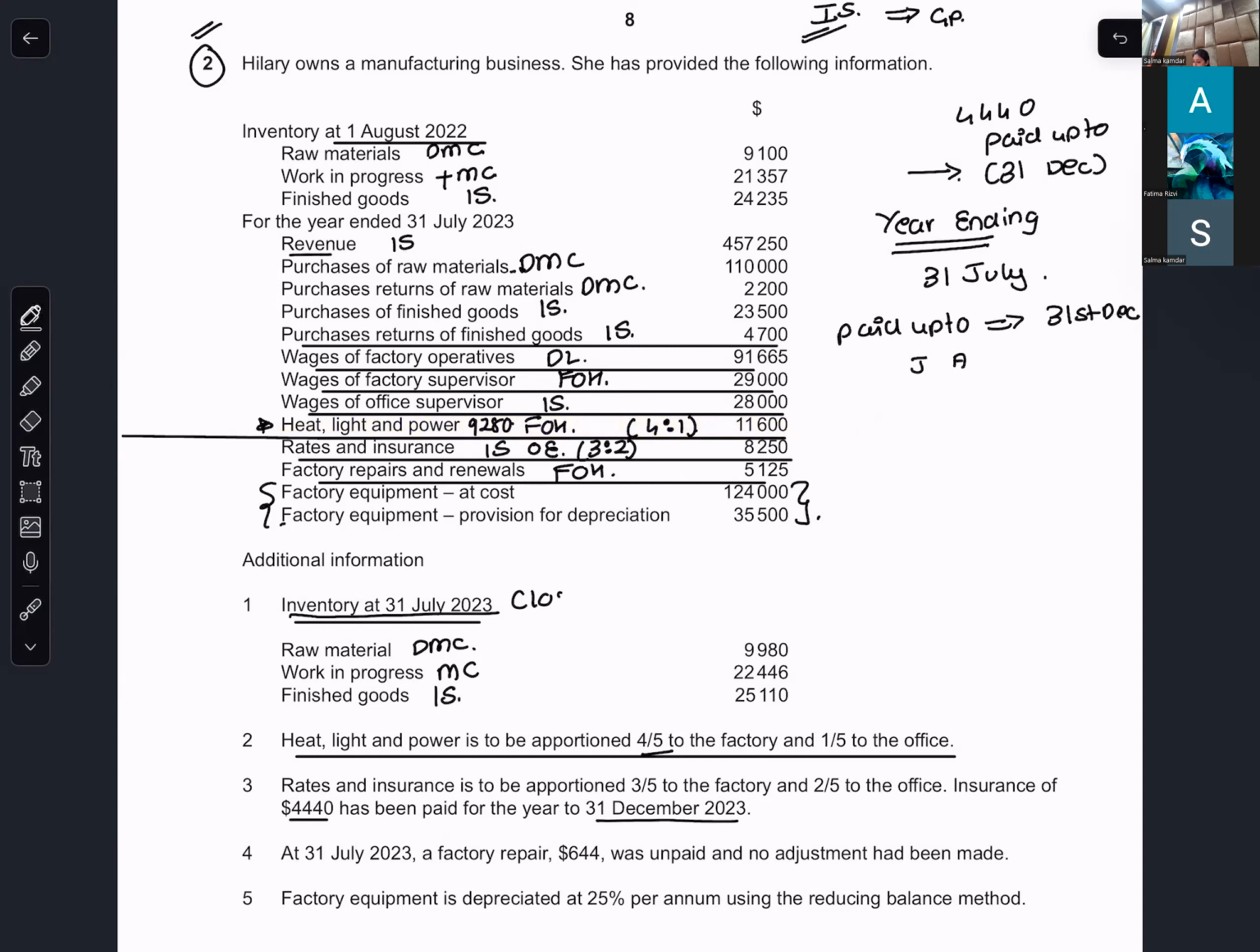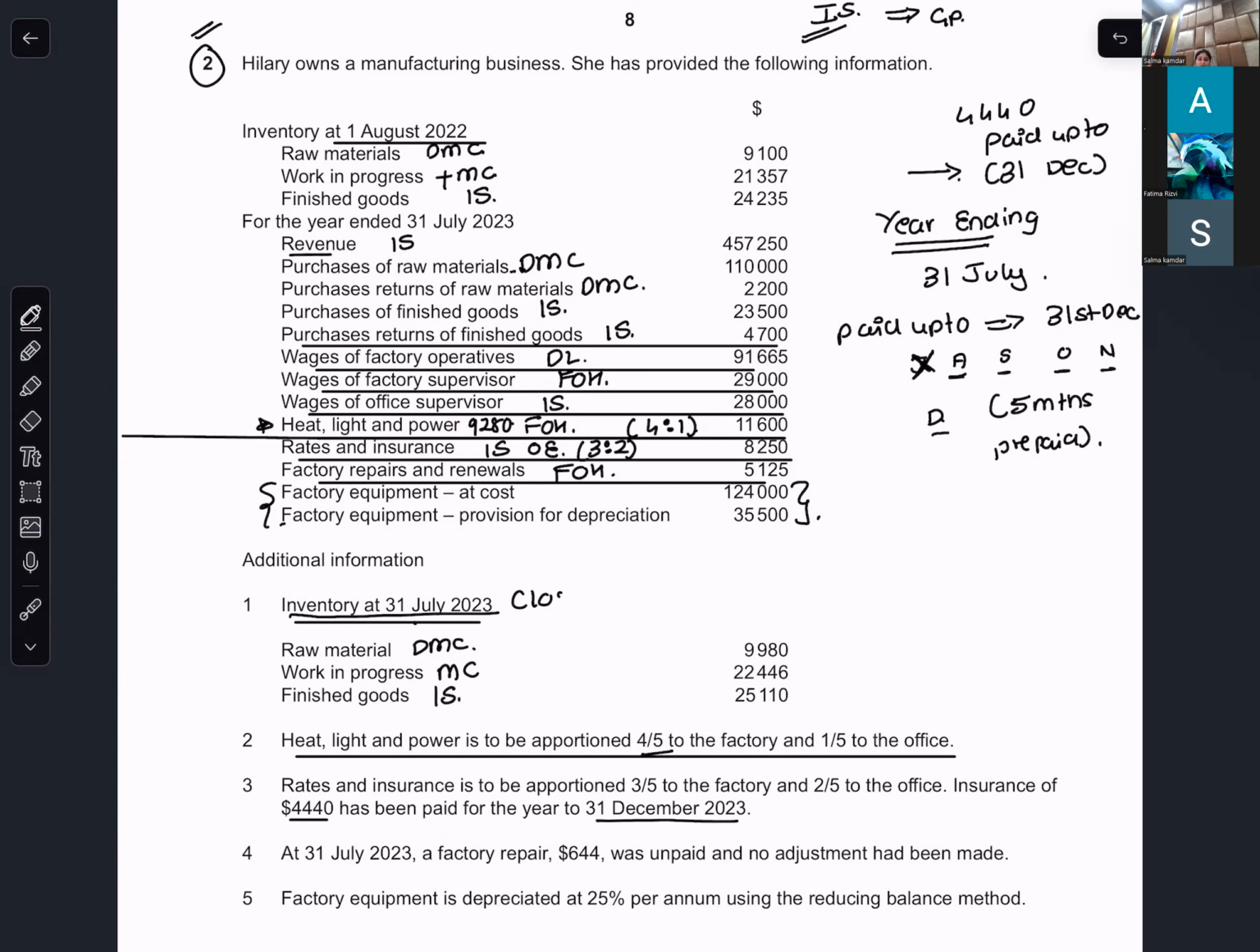July, August, September, October, November, December. 31 July is to be included. So August, September, October, November, and December, 5 months is prepaid. Have you understood this? So we'll subtract 5 months. Have you understood this part? Yes, miss. Okay, fine. Now think what is to be done.